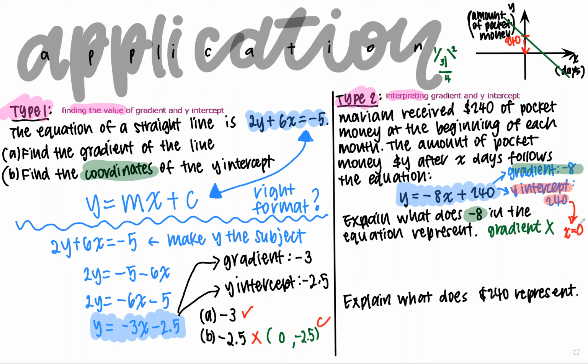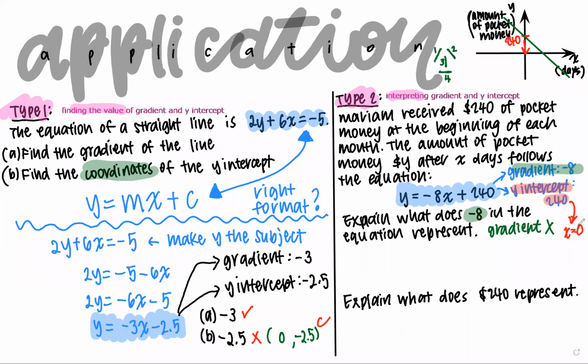Now, Shansi, your turn to explain. What about x-intercept? X-intercept is a point in a line where y has a value 0. So I want you all to write these two into your notes right now. Very, very important. Before we move on to interpret and explain what -8 and 240 represent. So right now, you know that y-intercept has 240 when x is 0. So what is x referring to?